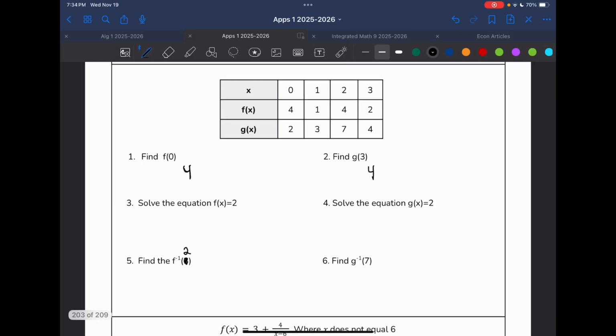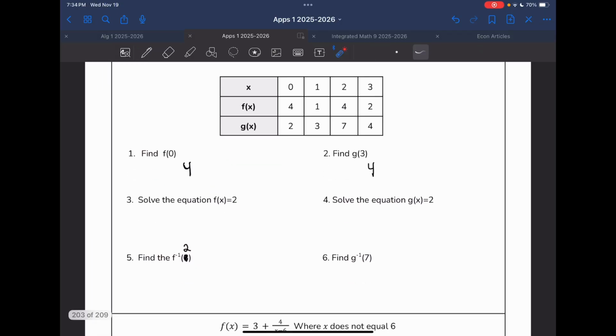If we see f of x is equal to 2, that's saying what do we need to input for x so that our output f of x is 2. And that would be 3. We have to input 3 to output 2. And solve the equation g of x equals 2. So once again, we see g of x is 2 here. What is the input value we need to set x to be to output 2?